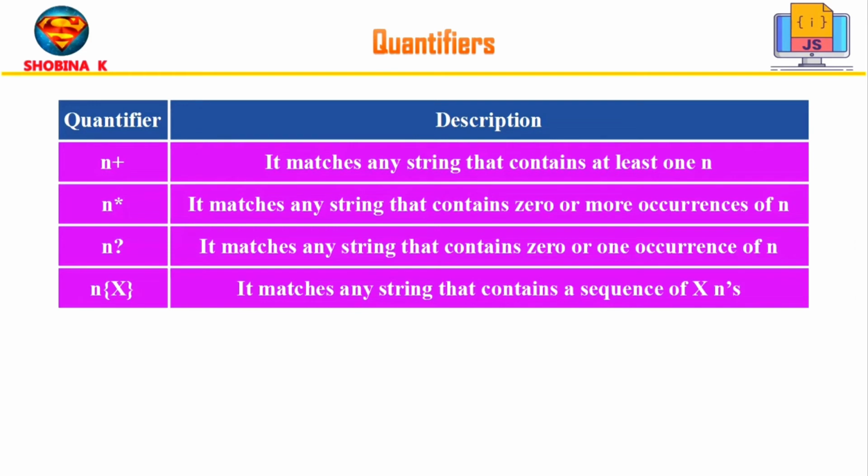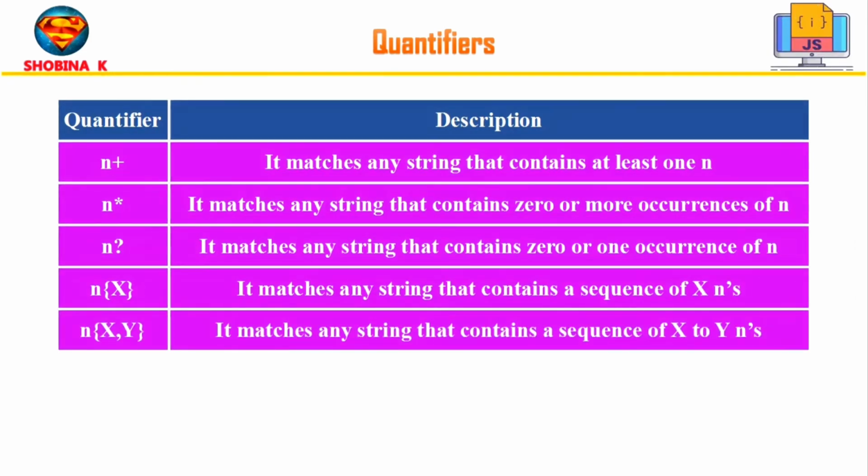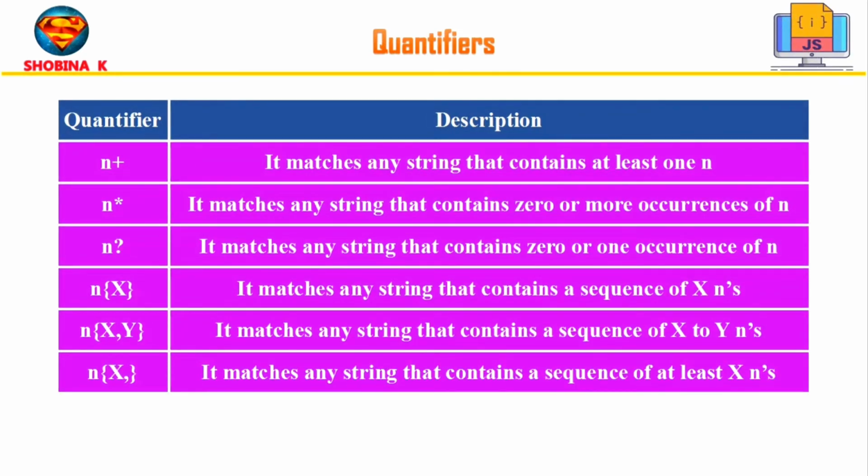In the same way we have x comma y inside the curly braces, which matches any string that contains a sequence of x to y n's. X and y must be numbers here. That is, it takes a range from x to y. That is, it matches a pattern for x to y number of times. And next we have just x comma and nothing at the end. It will match any string that contains a sequence of at least x n's. Here x must be a number. That is, it matches the pattern for x or more number of times. So it does not have any end point, but it has only the beginning point that is defined as x.